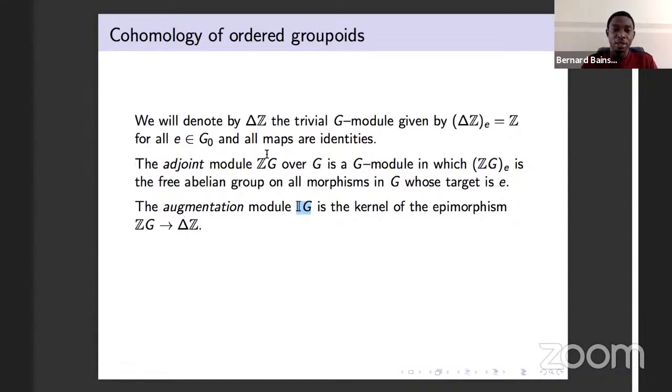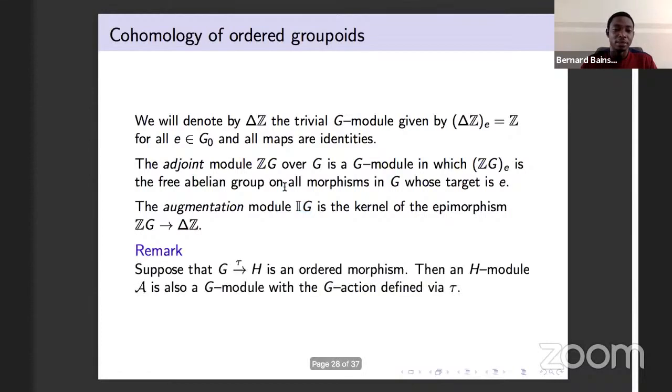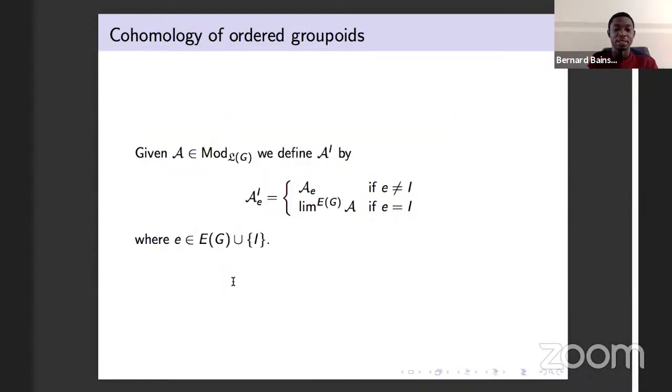And so these three modules, we are going to make use of them to define the cohomology of ordered groupoids and all the other derivations that we are going to need. Okay, so it is clear that if you have a map from G into H, an ordered morphism, then any H module A is also a G module via the ordered morphism. The action will be defined in that case.